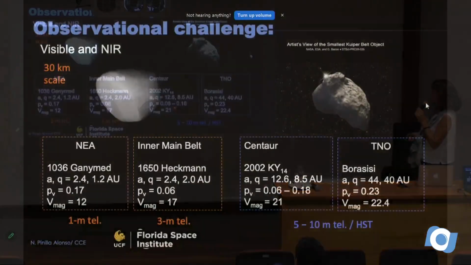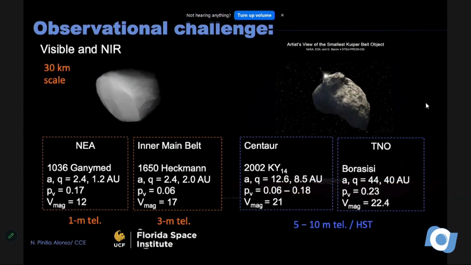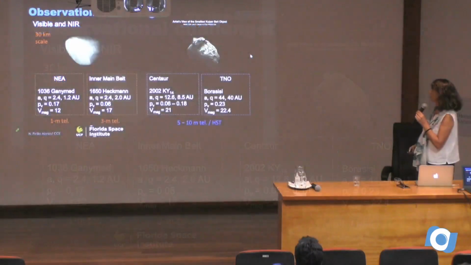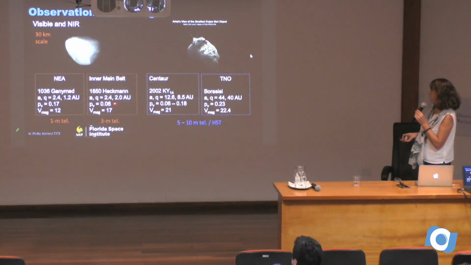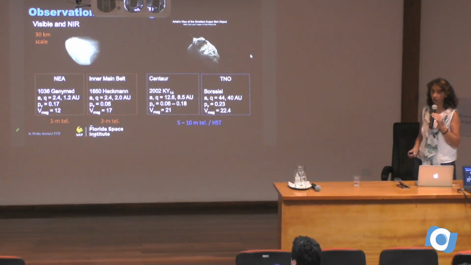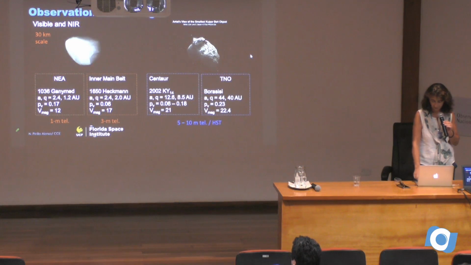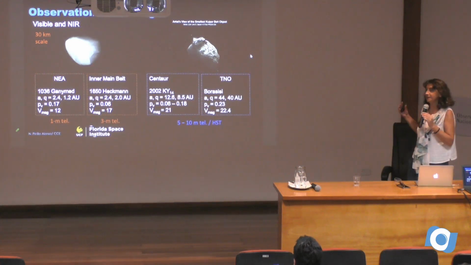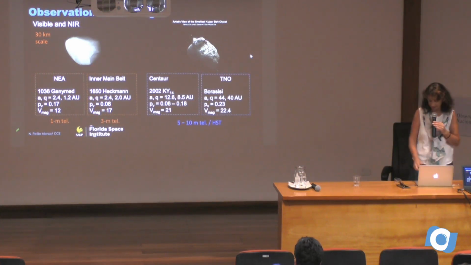If you jump to the Centaurs or the TNO populations at the same scale, you will need 5 to 10 meter telescopes, even if you have something with a visible albedo of 23%, that is typical of TNOs, and is way larger than 6%. But you need very large telescopes to really extract meaningful information. And it's better even if you go to a space telescope such as HST.